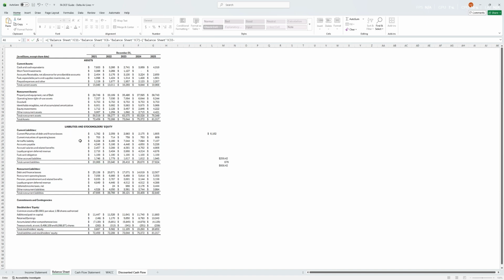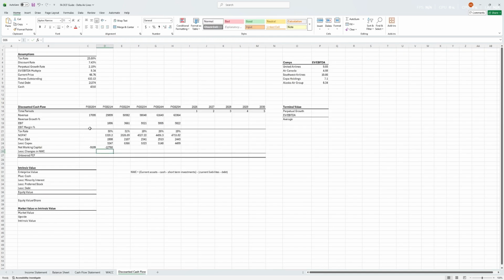So that'll be current maturities of debt and finance leases. We'll also subtract out current maturities of operating leases. And then we'll also subtract out this fuel card short-term debt obligation in Delta's case. And then boom, that'll be our net working capital. We'll go ahead and drag this over. And that'll be our net working capital. It's negative in this case. This basically just means that Delta has a lot more current liabilities than they do current assets.